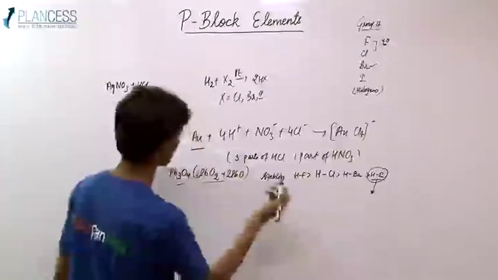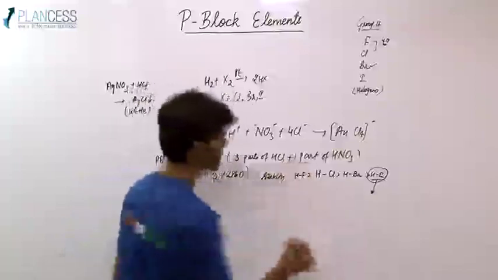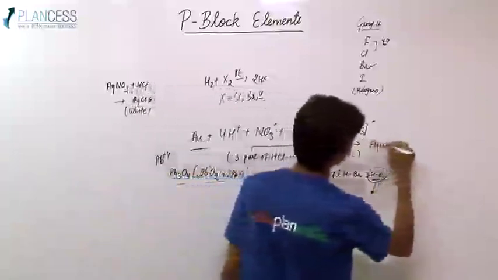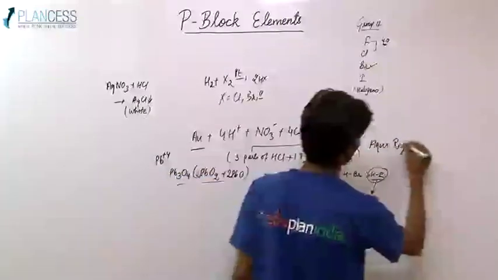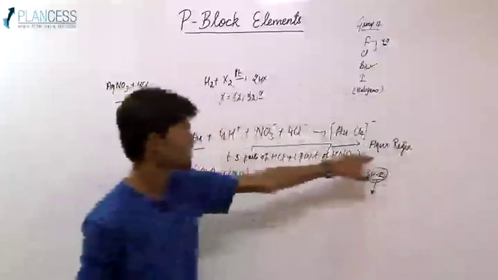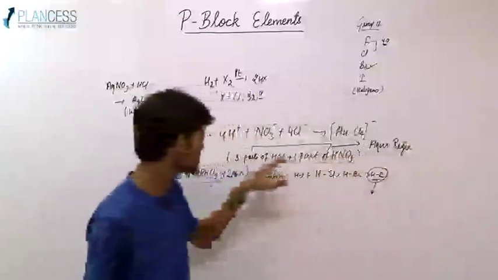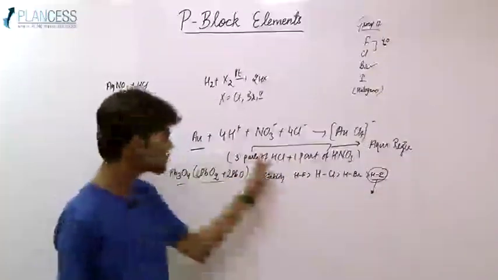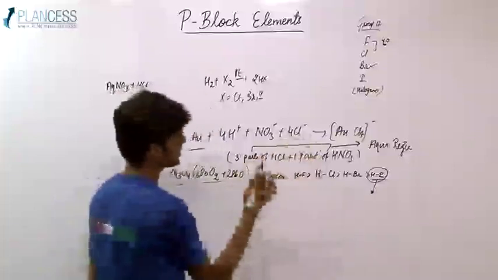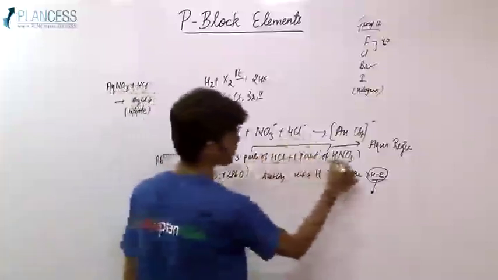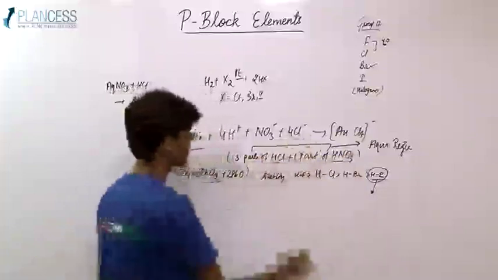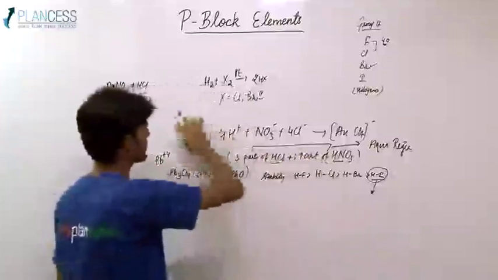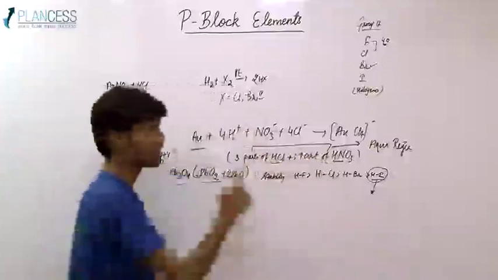This combination which I talked about, three parts of HCl plus one part of HNO3, is also known as aqua regia. So if aqua regia is mentioned directly in any question, you should know that it means 3 parts of HCl and 1 part of HNO3. Besides its other properties, it can act as an oxidizing agent also, it is a very acidic mixture, but it has a special property that it can dissolve inert noble metals also.